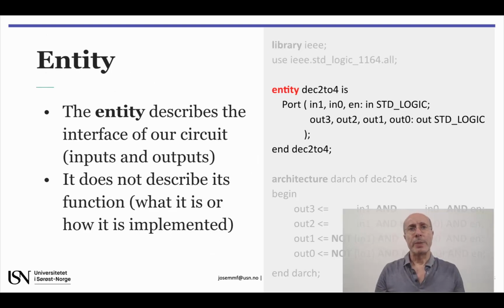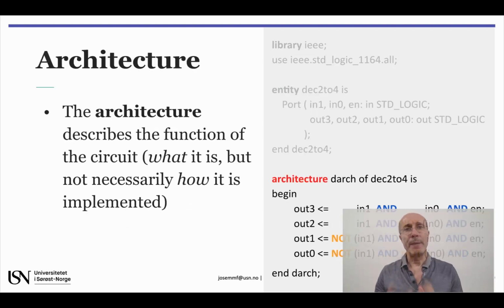The entity, as we have already seen, describes the inputs and outputs of our circuit. Recall that it does not describe what the circuit does, but just its interface. The architecture, which is the main section in a VHDL design file, describes the function of the circuit. It explains what the circuit does, although not necessarily how it is done. In this case, however, it very much states how it is done, since we provide a sum of products description.